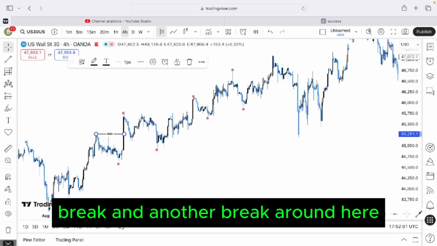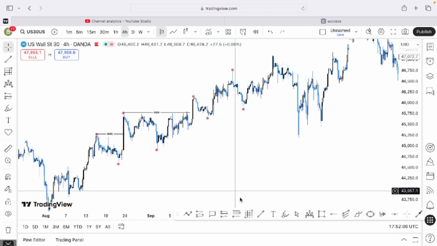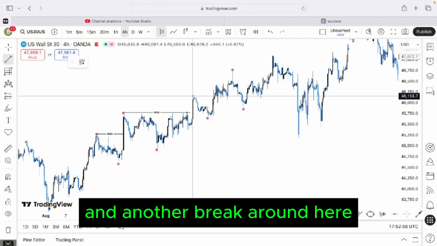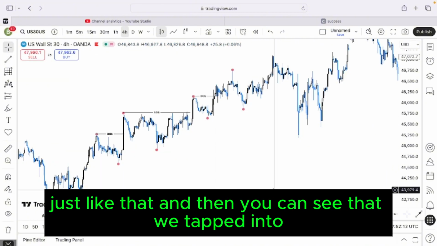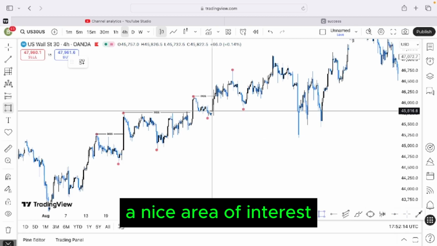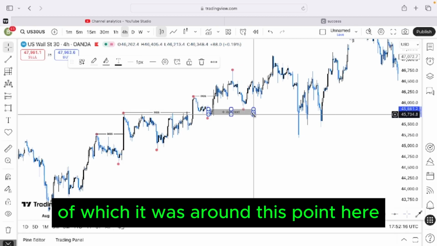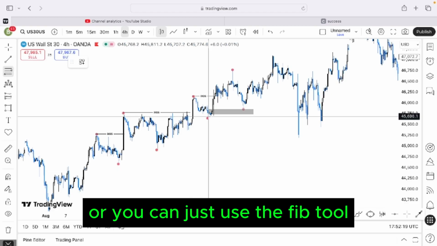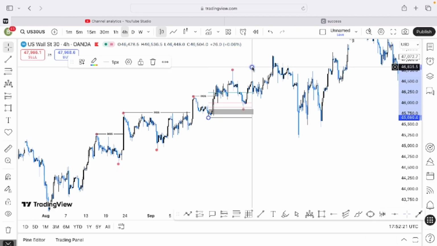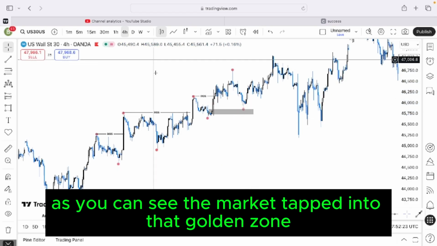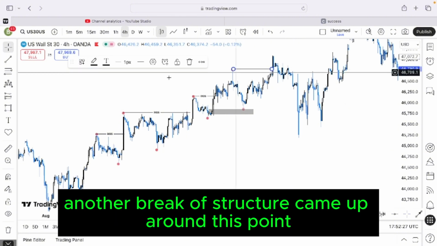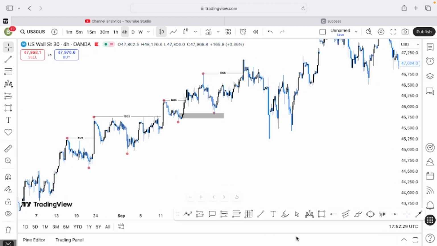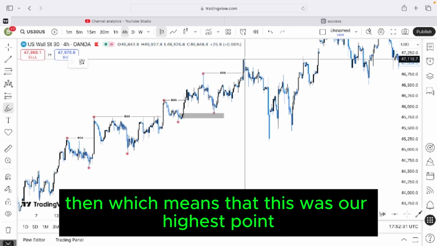Break, and another break around here, and another break around here, just like that. And then you can see that we tapped into a nice area of interest, which was around this point here, or you can just use the fib tool, if you want to use the fib tool. As you can see, the market tapped into that golden zone and then started pushing up, and another break of structure came up around this point, which means that this was our highest point.